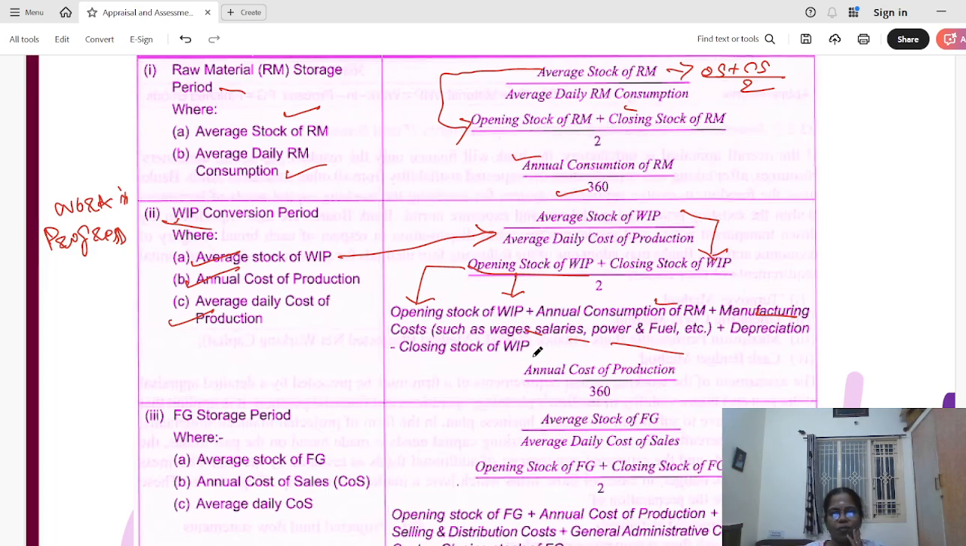minus closing stock of work in progress. So that is the opening stock plus closing stock divided by 2. The average daily cost of production is equal to annual cost of production divided by 360. That is the average daily cost of production. This is the formula. So one is the raw material storage period. They have to calculate it and decide whether such a raw material storage period is viable. Then the work in progress conversion period should be positive.